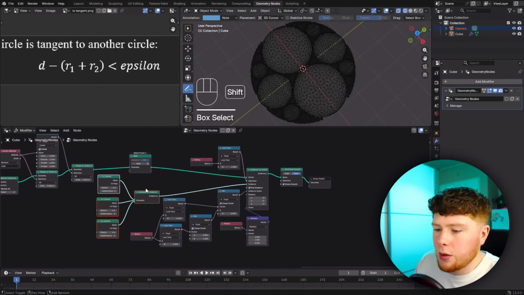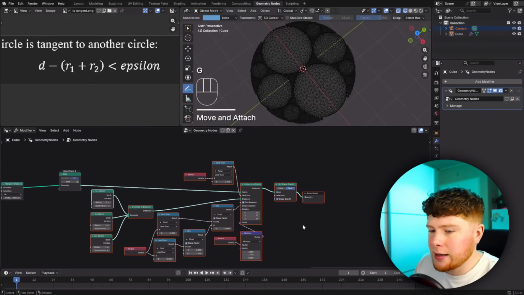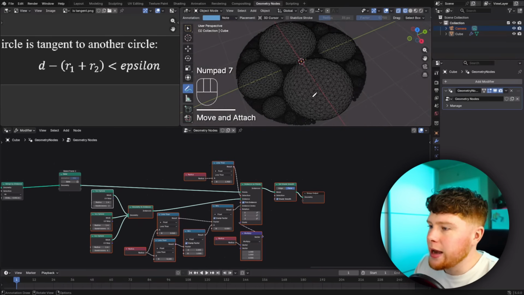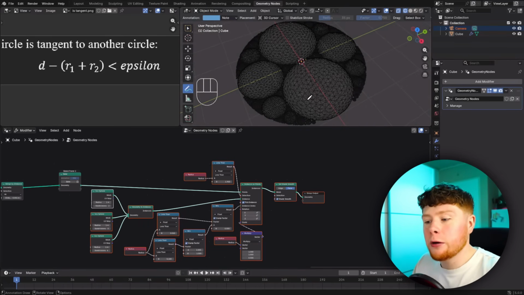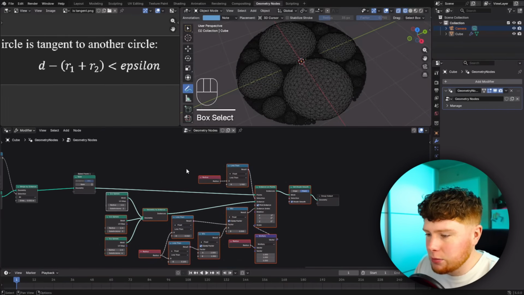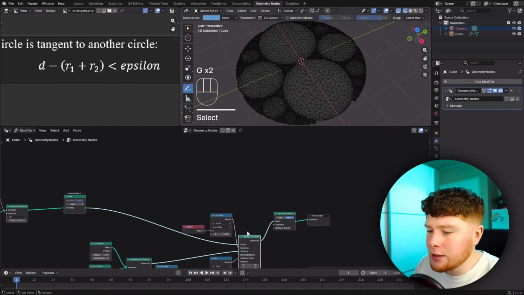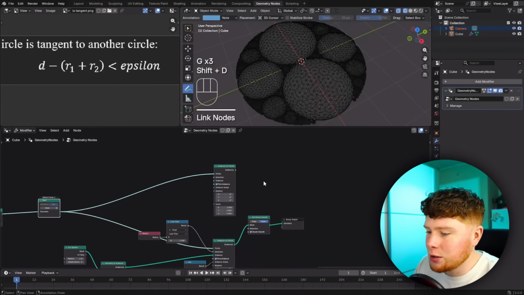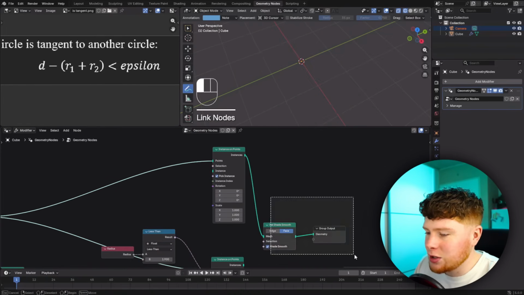So the next thing that I want to do is make it so that we have a circle going around this. So basically, we want to instance a curved circle on the biggest point. To do this, let's make a little bit more space over here. And let's do another instance on points node. And let's connect that like so. And let's connect it with the set shade smooth like this.